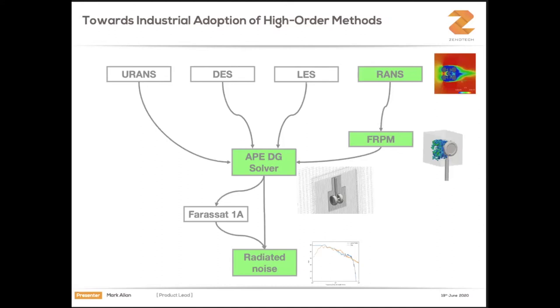So just an overview of the path for the acoustic solver. We can take acoustic sources from URANS, DES, LES, and so on. Alternatively, we can take a RANS simulation, use a stochastic noise generator, generate some acoustic sources, that goes into the acoustic solver, and then we get a radiated noise field. Here we have an example for this, the landing gear geometry.